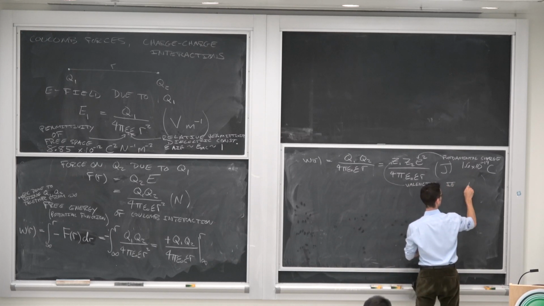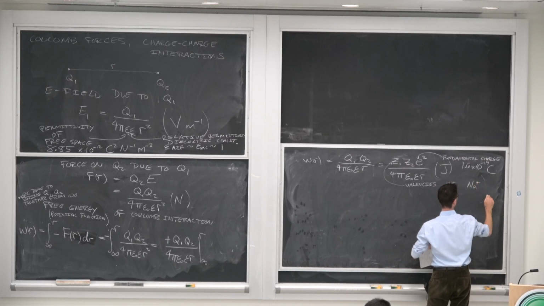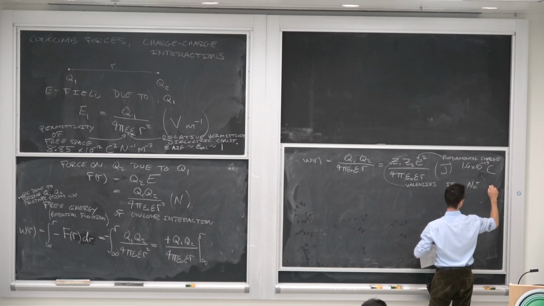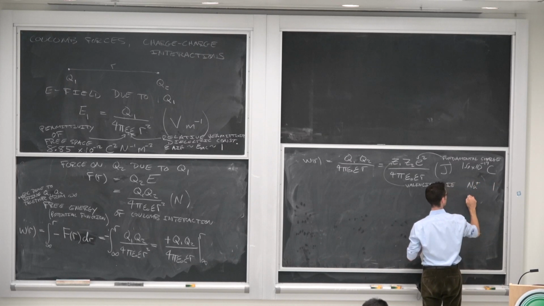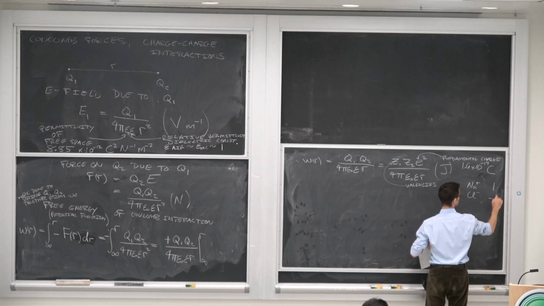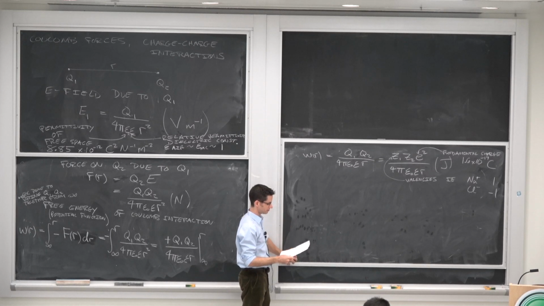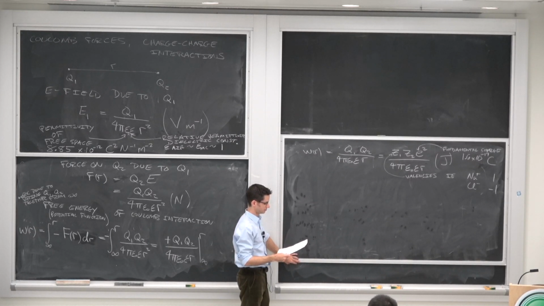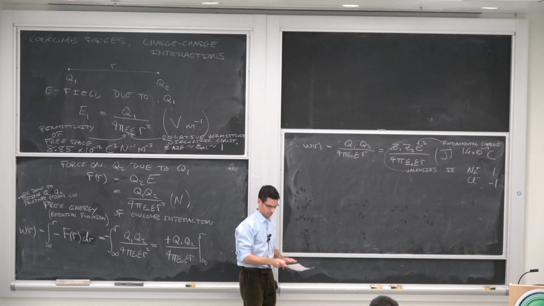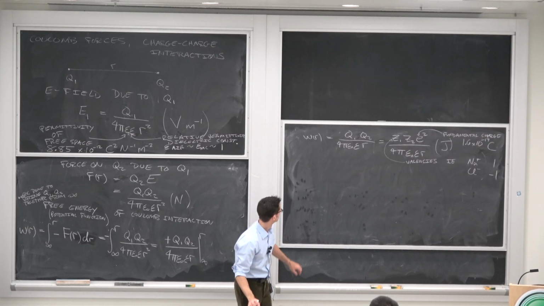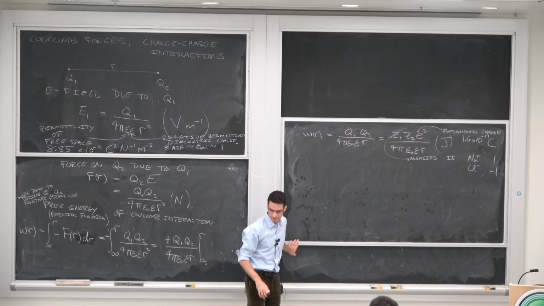That is, Na plus would be 1, Cl minus would be minus 1, and so on. Okay.